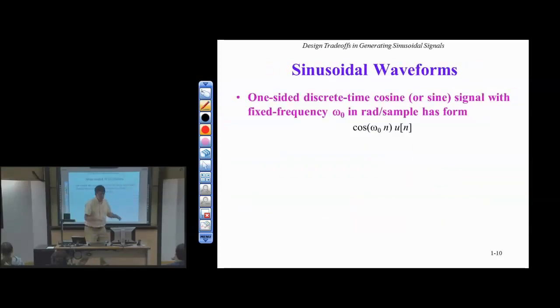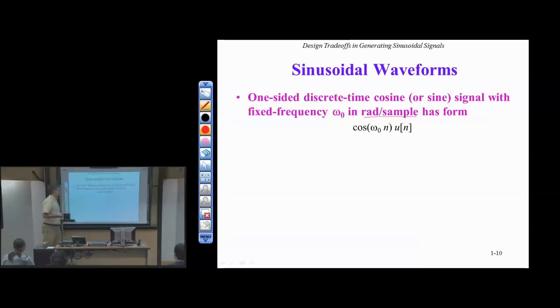All right, so let's connect continuous time and discrete time. And in the same approach, we're going to connect continuous time frequency and discrete time frequency. So we think about what we're going to try to generate. We're going to try to generate a one-sided discrete time cosine or sine signal with a fixed frequency, omega naught. And omega naught will be a discrete time frequency in radians per sample.